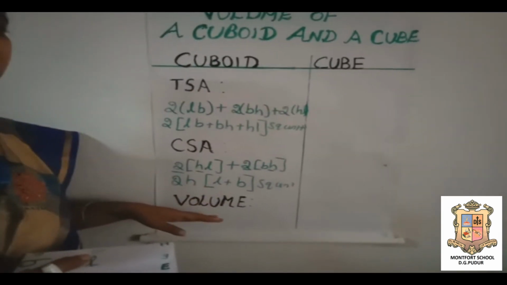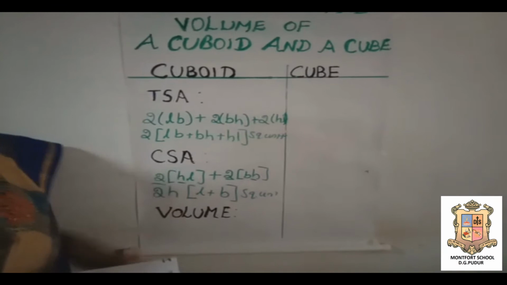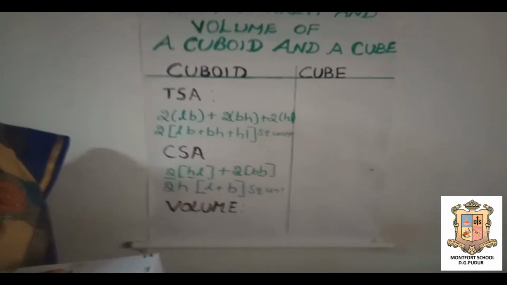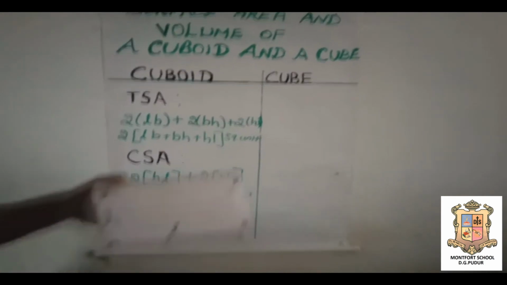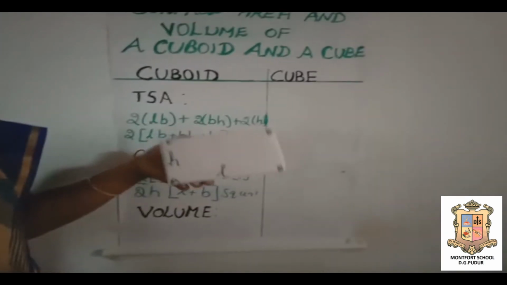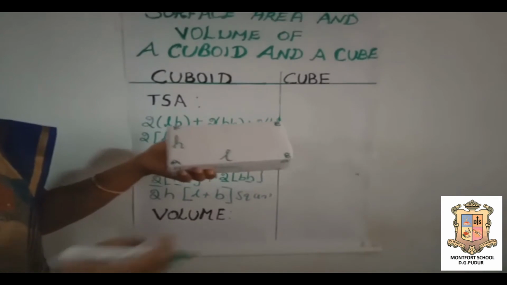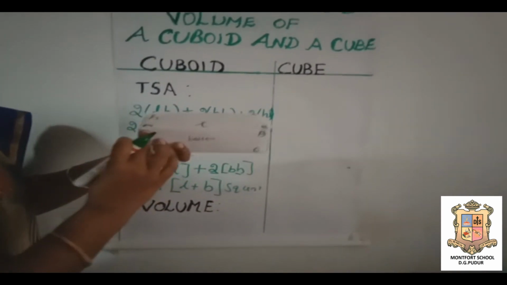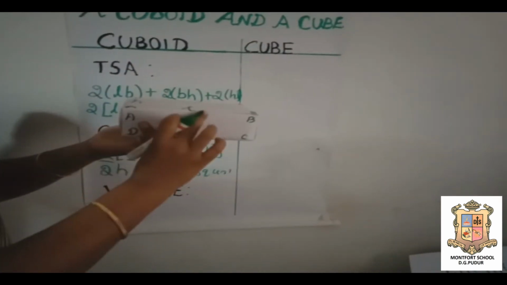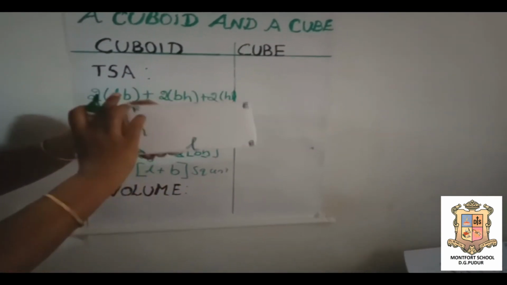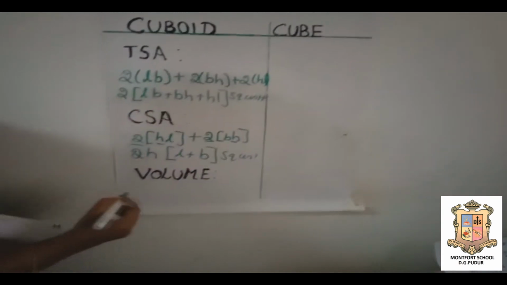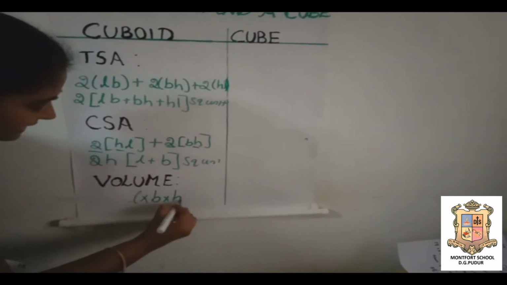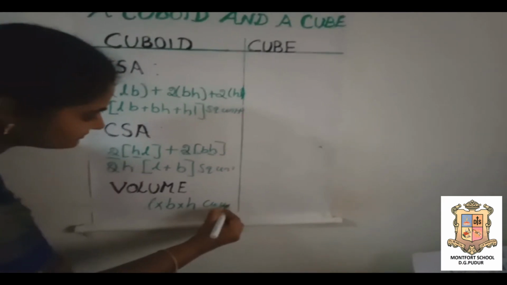Now let us discuss the volume of a cuboid. The volume of an object is the measure of the space it occupies. To find the volume, let us multiply the base area and the height. Now, the area of the base here is L into B. The height is H. So, the product of these is L into B into H cubic unit.